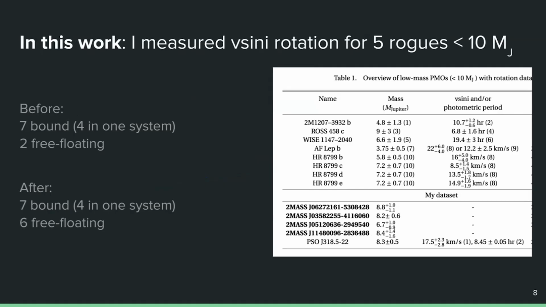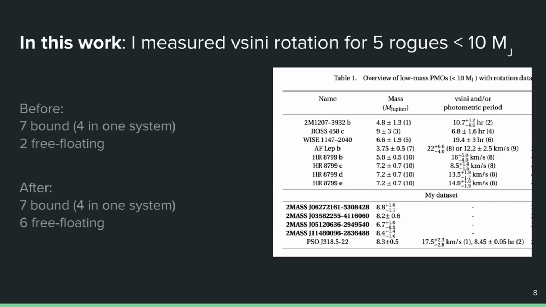We have 13 objects under 10 Jupiter masses that we can compare to the 10 to 20 Jupiter mass range that we have more data for. And we can also compare free floating to bound now. We sort of have enough to do that.